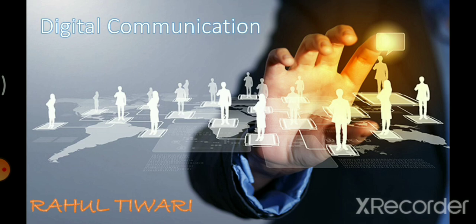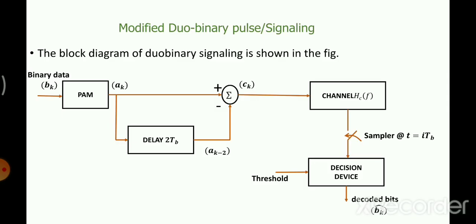A modified duobinary pulse is basically, instead of taking a 1 bit duration delay, if we take a 2 bit duration delay, we convert the duobinary pulse into a modified duobinary pulse. There are also some noticeable things to consider. For example, in the duobinary system we earlier took TB as the bit duration, but in the modified duobinary pulse we're going to take twice TB as the delay.